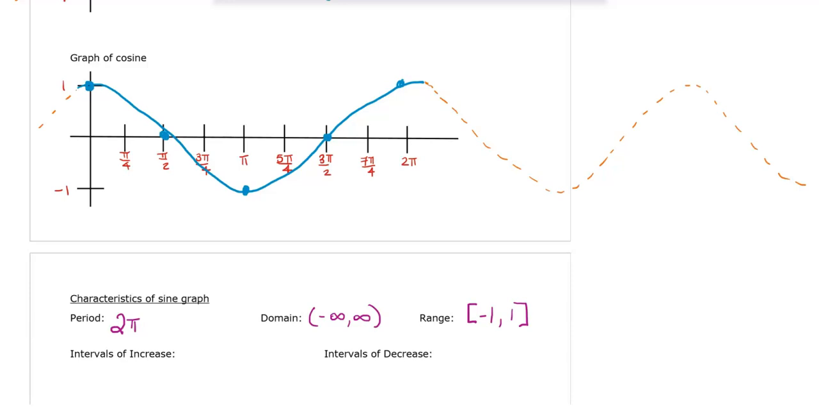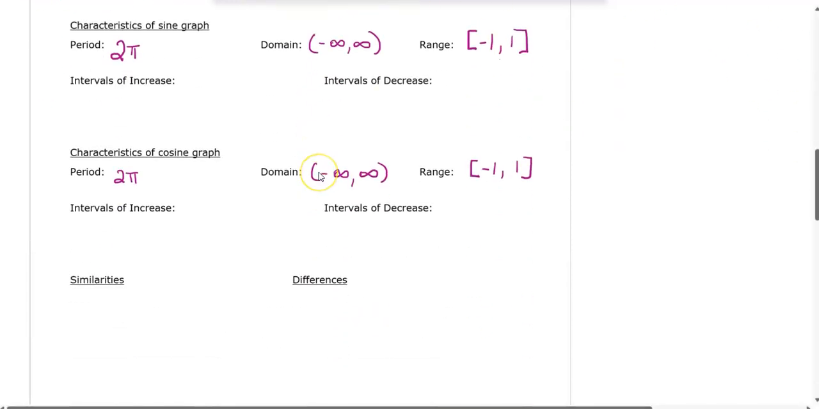So if I look at the graph that I've got right here, just this part that's marked right here, I can see from pi to 2 pi that my graph is increasing. So right here is an interval of increase. Okay, so I'm going to say from 0 to 2 pi. Except here's the thing. Or no, why did I say 0 to 2 pi? From pi to 2 pi.